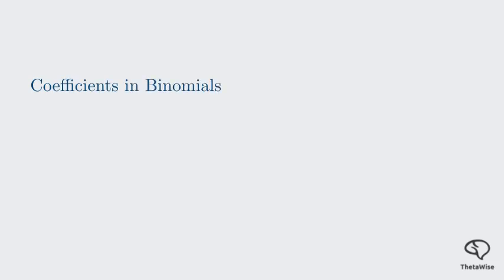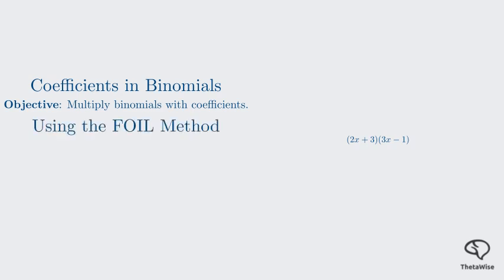Another common IGCSE variation involves coefficients in front of the x terms. These might look more intimidating, but the process remains exactly the same. Our learning objective is to multiply binomials with coefficients. Let's work through this example: (2x + 3)(3x - 1). We will use FOIL to ensure we don't miss anything.